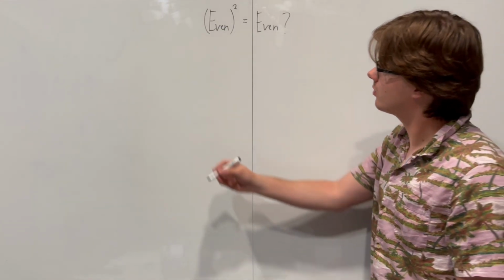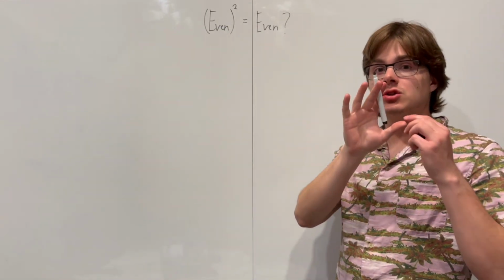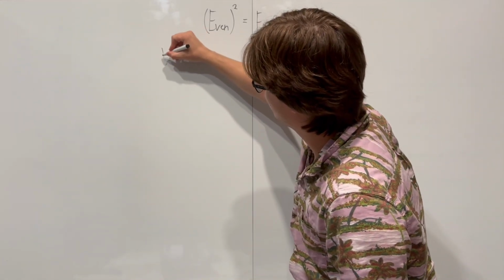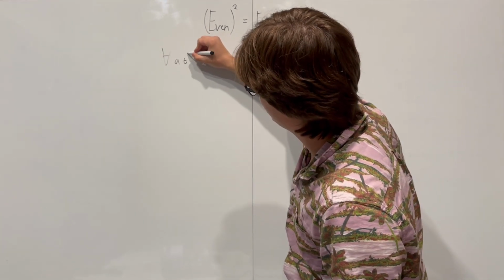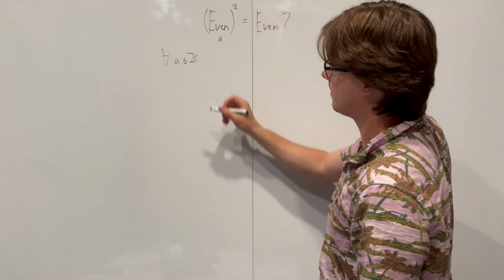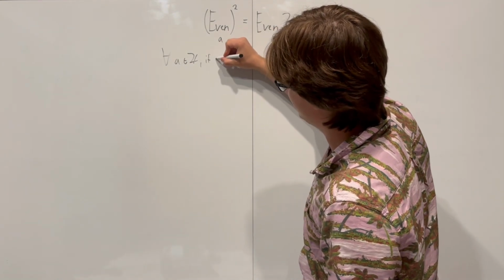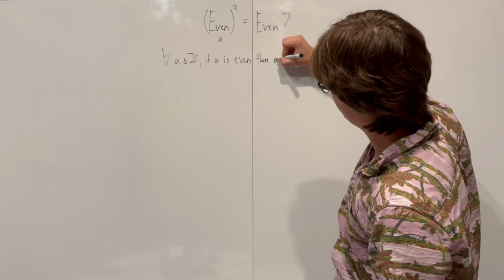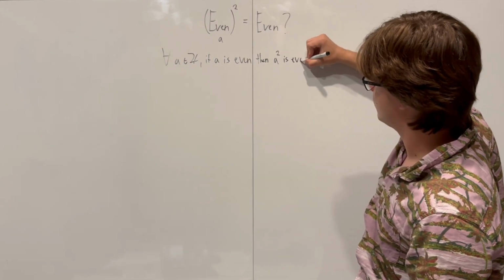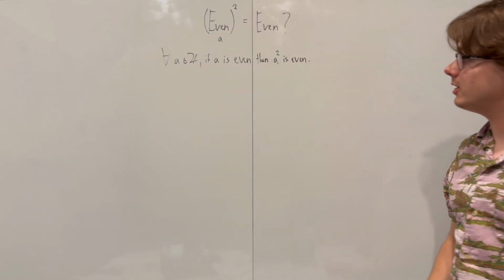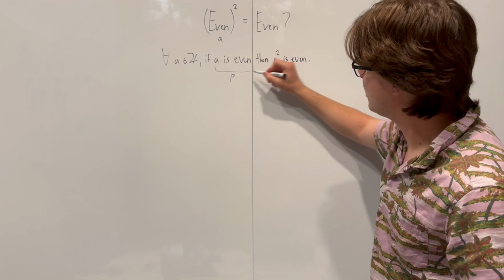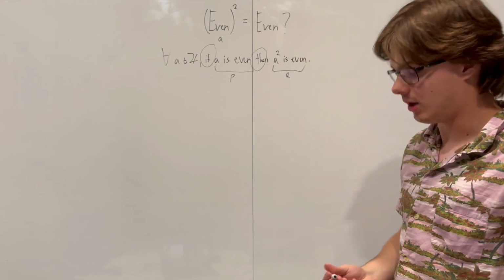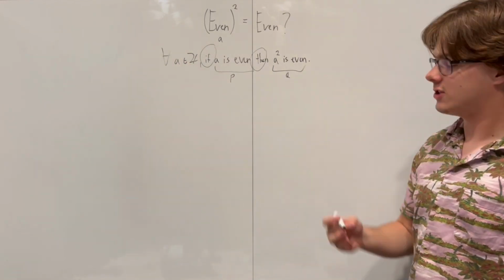So let's write down the statement real quick. Because we're proving for any two of the same even numbers, it's still a for all proof. So you write down for all a that are integers, we're going to just label this a. If a is even, then a squared is even. Okay, pretty straightforward. We have our P, we have our Q divided by our if and our then. Awesome. And we know it's a for all proof. So this is the statement we're trying to prove.